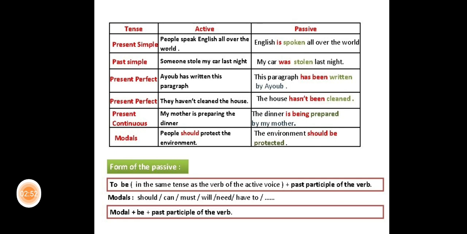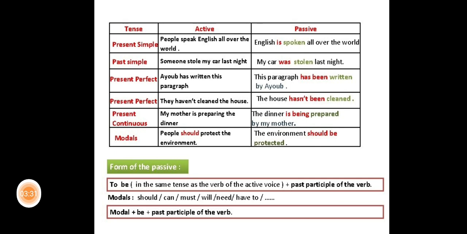People speak English all over the world. What is the subject here? People. The verb is speak. What is the object? English. So in the passive, I have to start not with the subject like in the case of the active. I start with the object in the case of the passive. So all passive sentences start with an object. And an object can be a noun or a pronoun. For instance, English, that's the object.